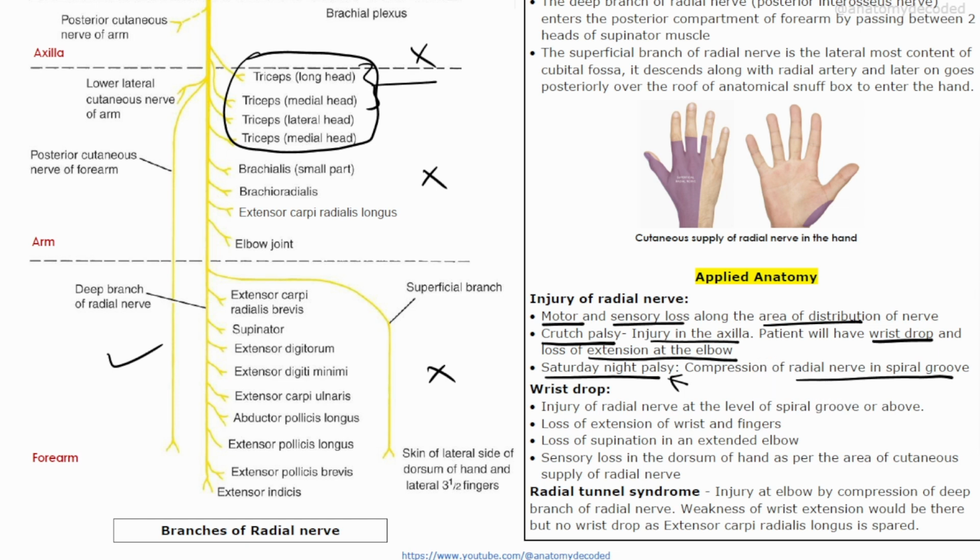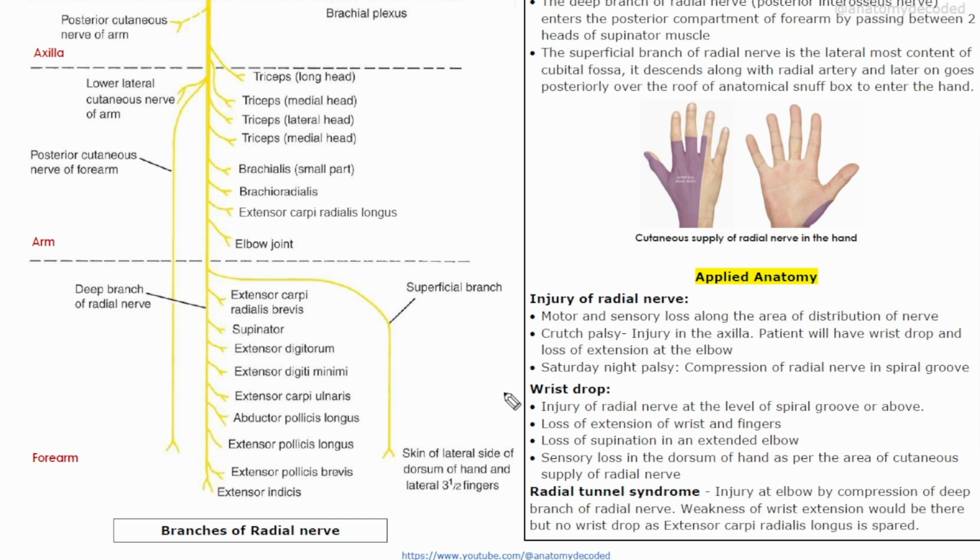So first of all, let's understand what is wrist drop. Wrist drop is a condition in which the person is not able to extend the wrist. The wrist is flexed. And when does it happen? When there is injury at the level of the spiral groove or above it.